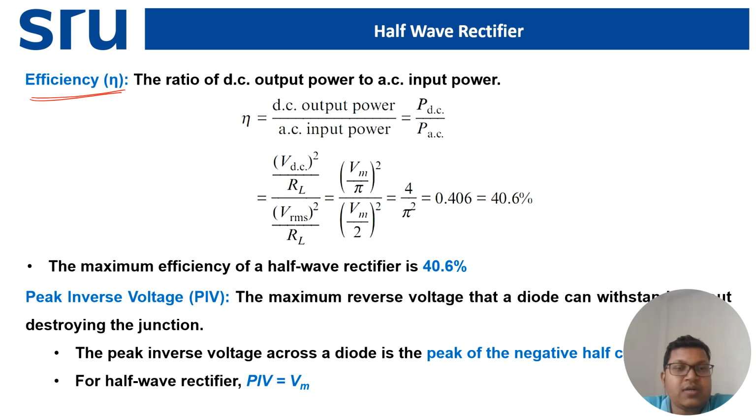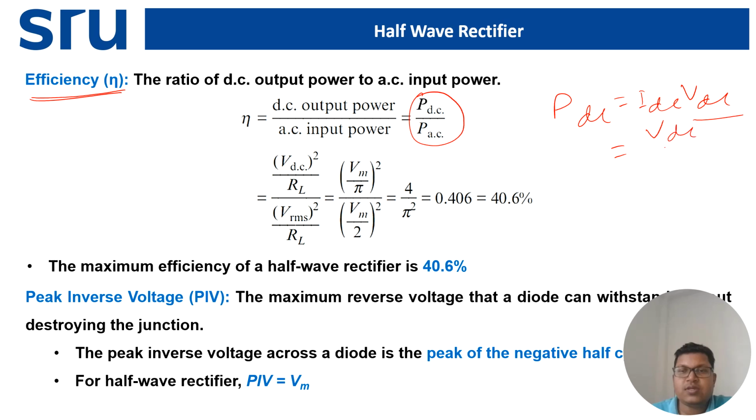Here, efficiency eta is defined as the DC output power divided by the AC input power, that means Pdc divided by Pac. Now we will put in all the values. Pdc is Idc times Vdc, and Idc is also Vdc by Rl, so that makes the equation Vdc square by Rl.